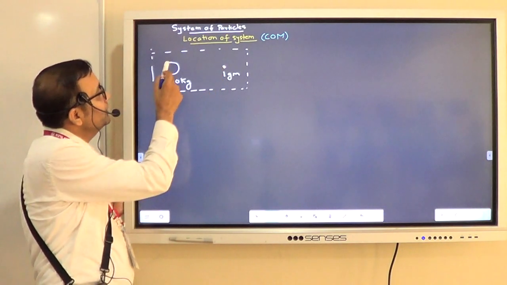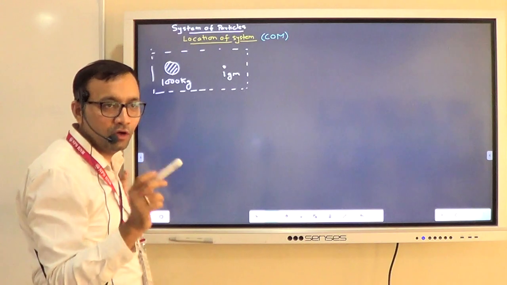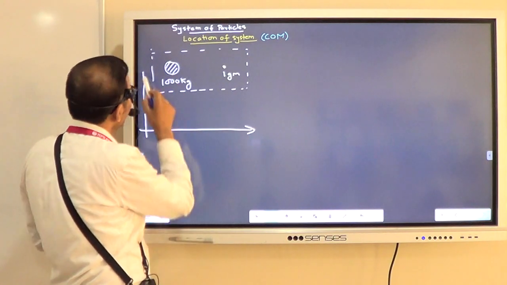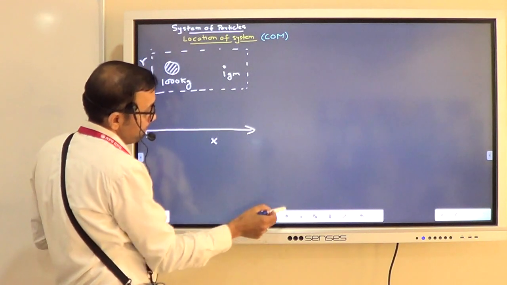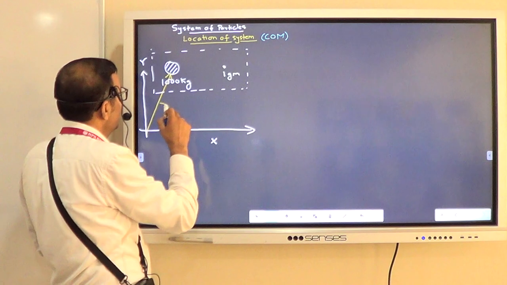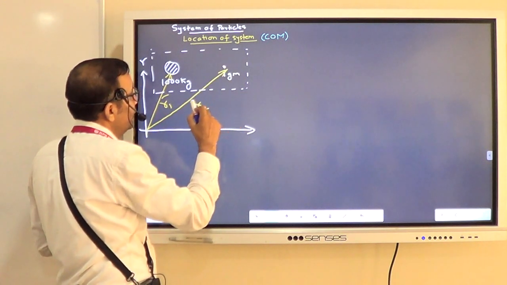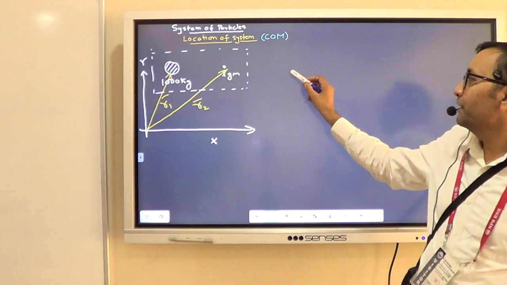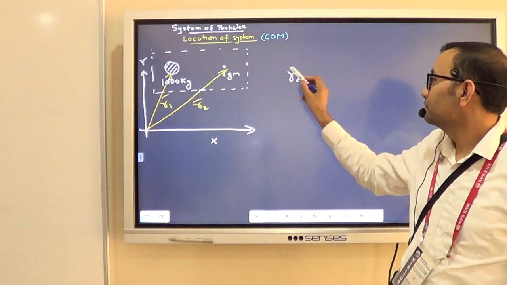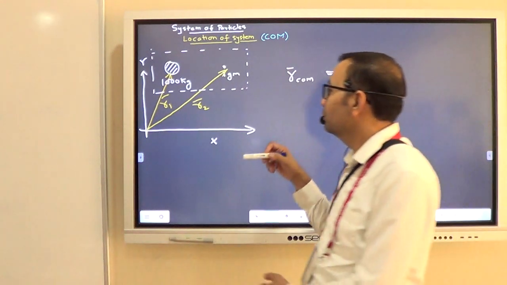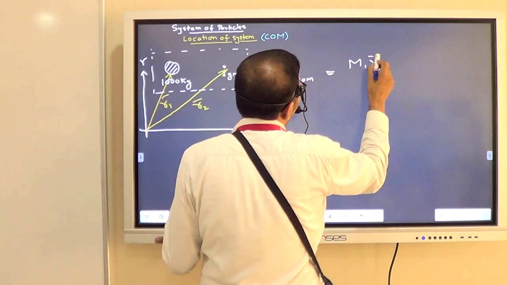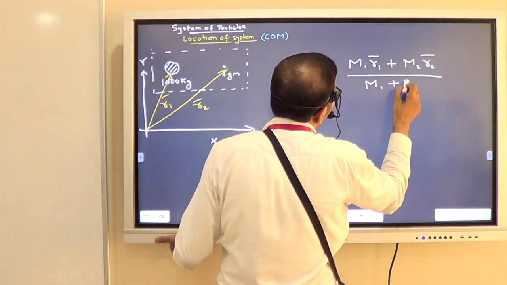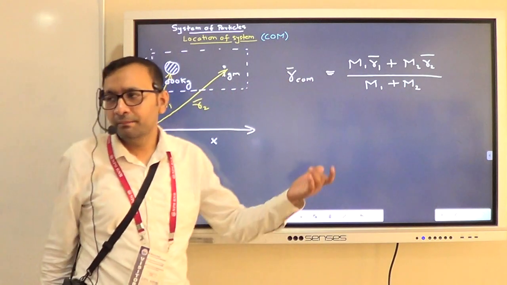And yes, so the location is closer to the heavier mass, so the weightage of the heavier mass is more on the location, right? Suppose this is my coordinate axis, please draw this coordinate axis, x and y. The position vector of this mass is r1 and the position vector of that is r2. I am trying to find the position vector of the center of mass. So the position vector of the center of mass will be the weighted average, so that it comes closer to the heavier mass. So it will be m1 r1 plus m2 r2 divided by m1 plus m2. Does it make sense?